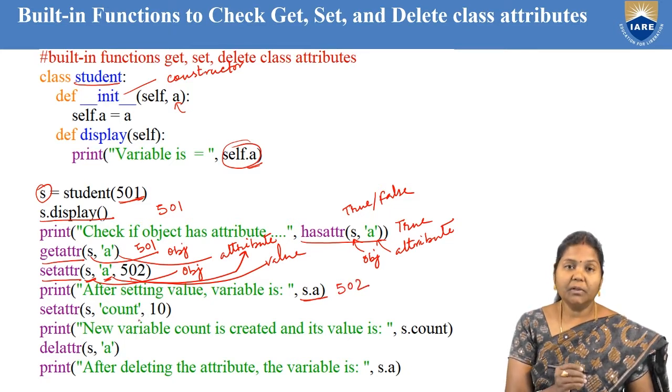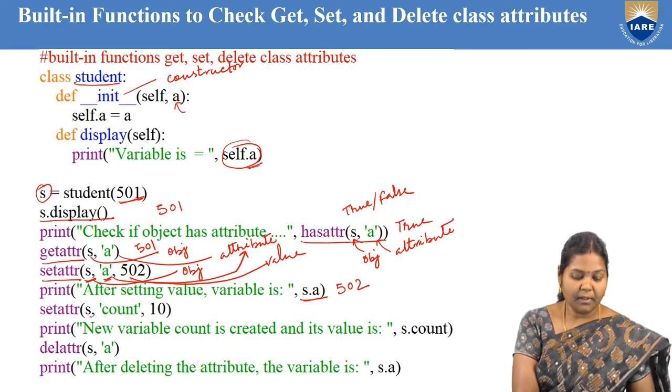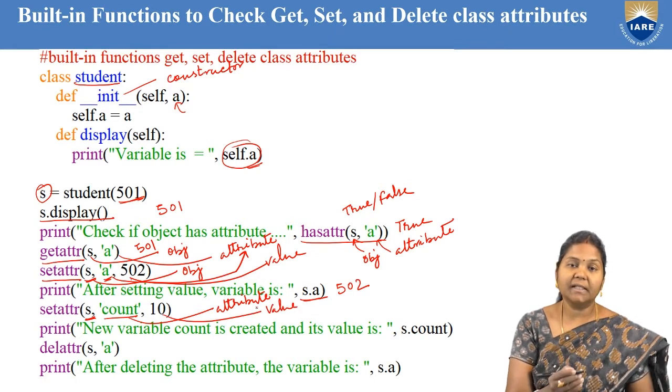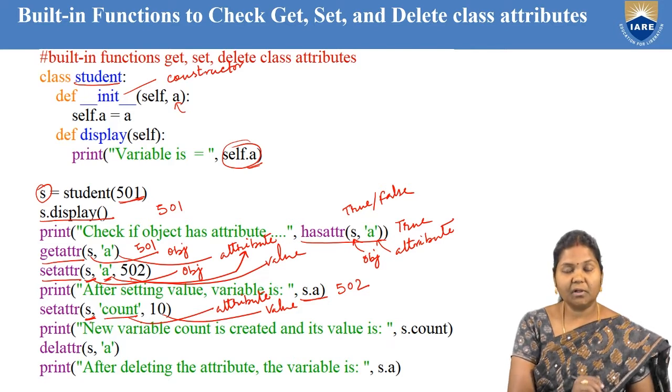Now, if you want to set a new attribute which the object does not have, then also it is possible through set attribute. For example, for this object S, we want to create a new attribute called count, and we want to provide a value to that attribute, that is 10. So, set attribute for this object S, count is the new attribute you are creating with a value 10.